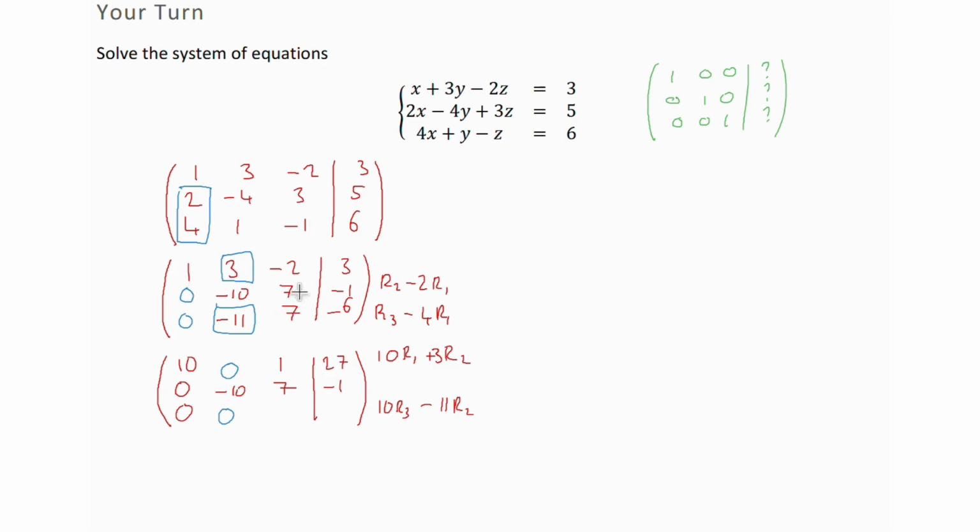10 times 7 is 70. Take away 11 lots of 70, so that's 70, take away 77 is minus 7. And then I've got minus 60, take negative 11, so add 11 is going to be minus 49.